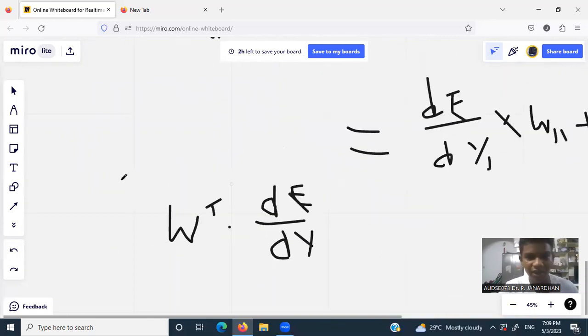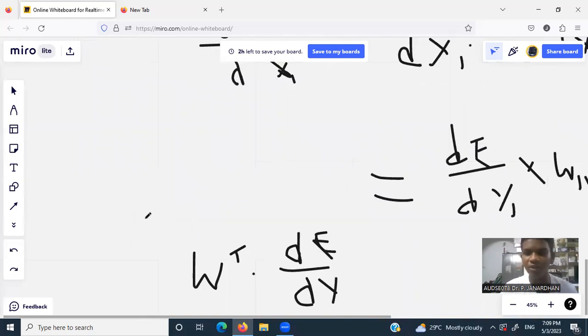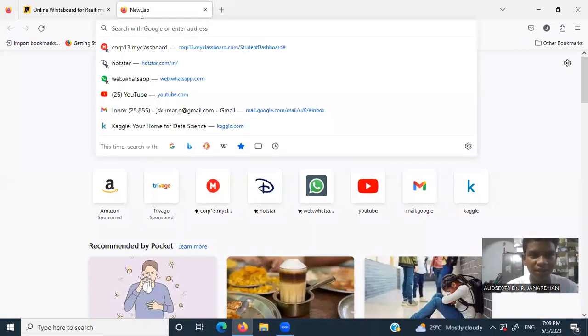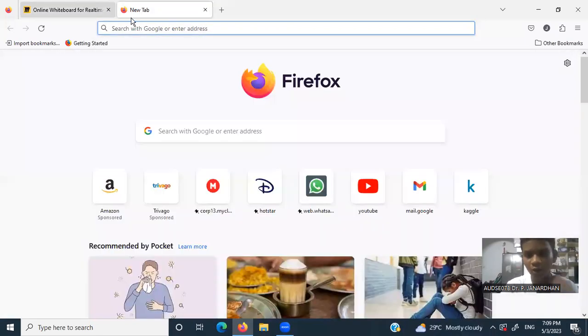So these three are the values we need to calculate in each step. Now let's program it. I think the computer is getting slower, so I'll try to record it now.